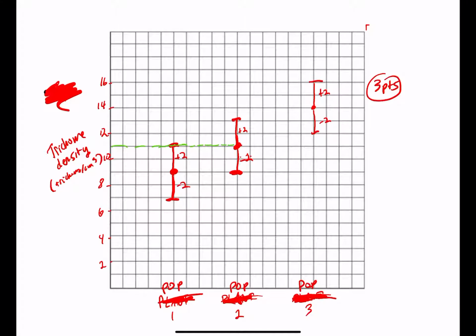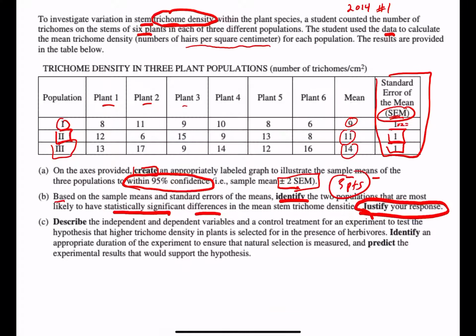And here's the key thing: when I look at the error bars on population 1 and 3, the error bars never overlap. So even when I consider the error that was graphed with population 3 compared to population 1, there's no overlap. So to get this answer correct for part B, you would have to state that population 1 and 3 are different.